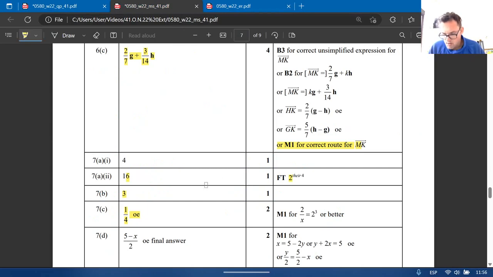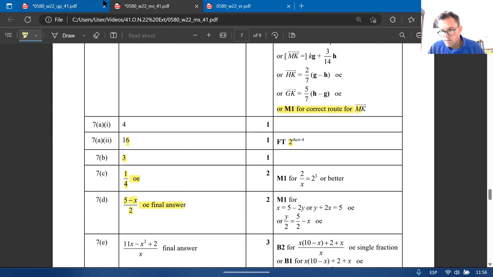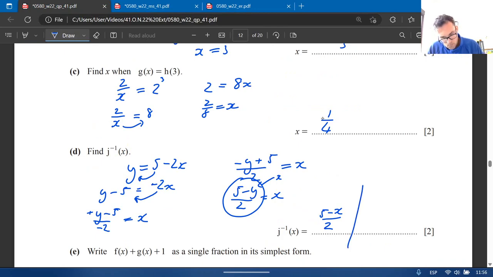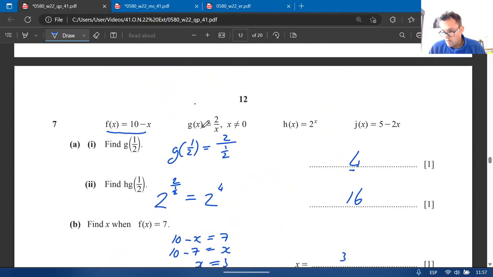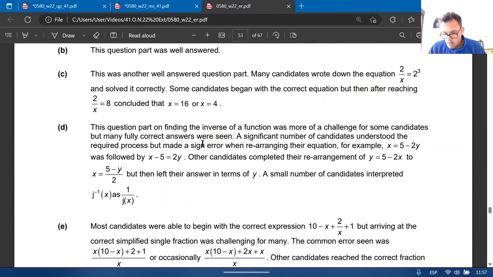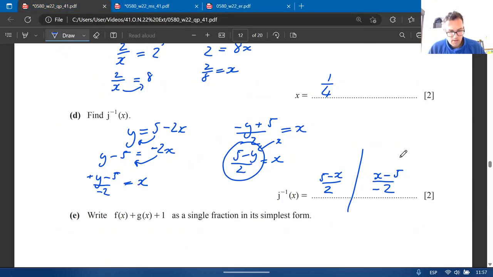That's the inverse. Okay, now it says "or equivalent", so the question is, what if you wrote x minus 5 over minus 2? Technically, that's the same. And I believe you should get your marks when we check the examiner's report, they don't mention anything about that. They just say, don't forget to change that y for an x, because you're going to lose a mark. So I believe that for number two, you should get full marks for that, okay? I believe it.